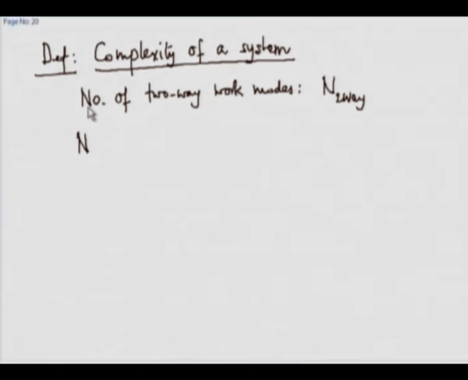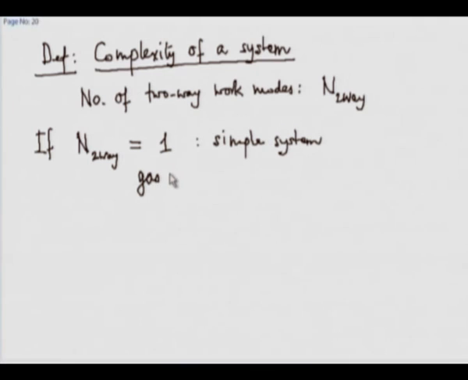Now if you take, say, a simple gas in a cylinder, then the only two-way work mode it has is expansion and compression. And such systems we will call a simple system. For example, a gas in a cylinder. This is a simple system and the only two-way work mode is that of expansion and compression. So such a system is sometimes called a simple compressible system.